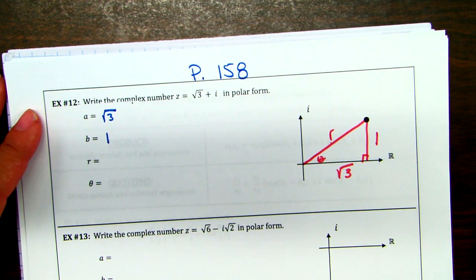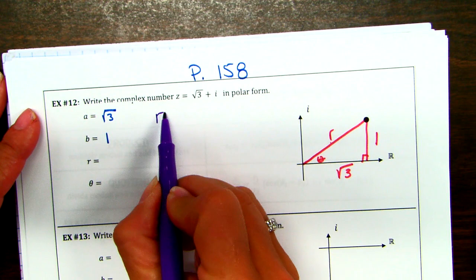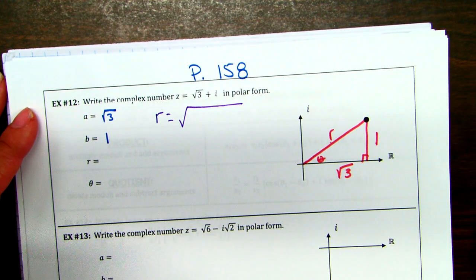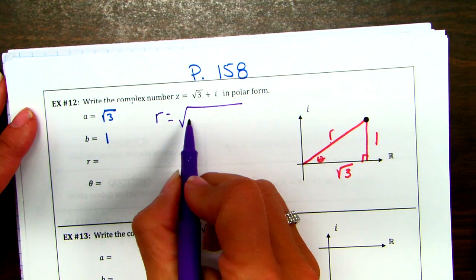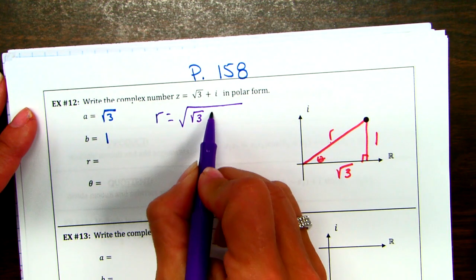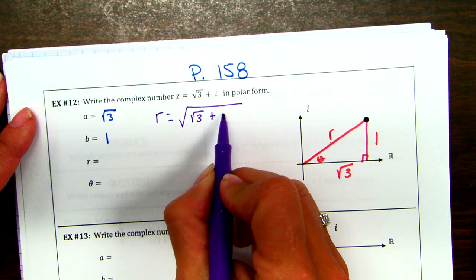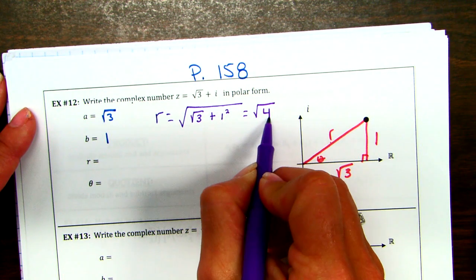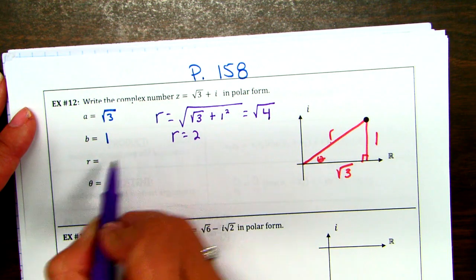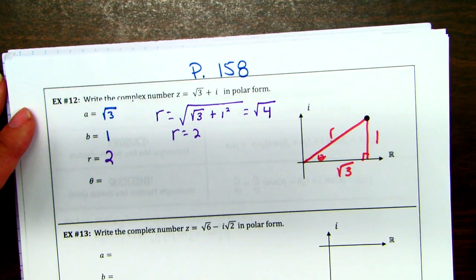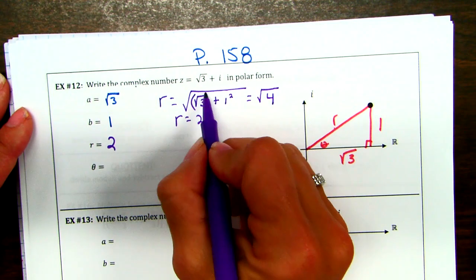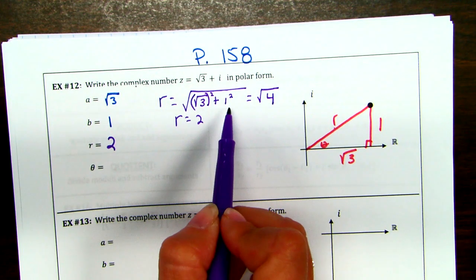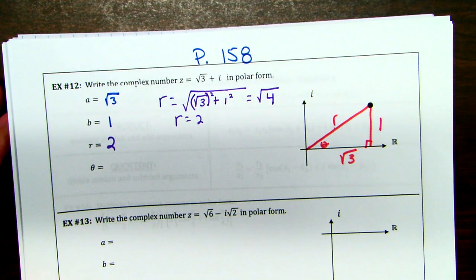So let's use our little modified Pythagorean theorem. It's so much easier, right? It's already squaring the other side, and that's a squared plus b squared. That would be 4. So my radius is 2. Oh, sorry, I have to square that. Right. So the square root of 3 squared is 3, 1 squared is 1, 3 plus 1 is 4, square root of 4 is 2.